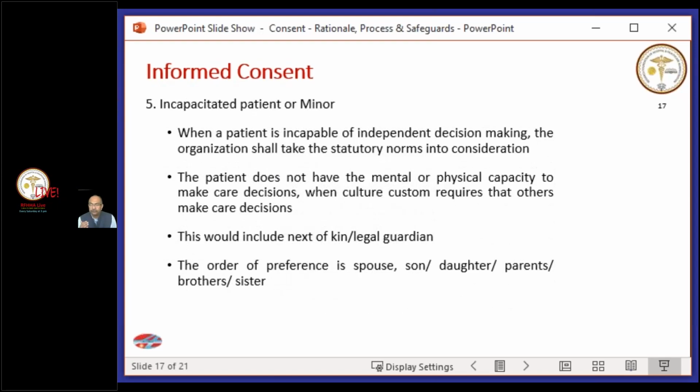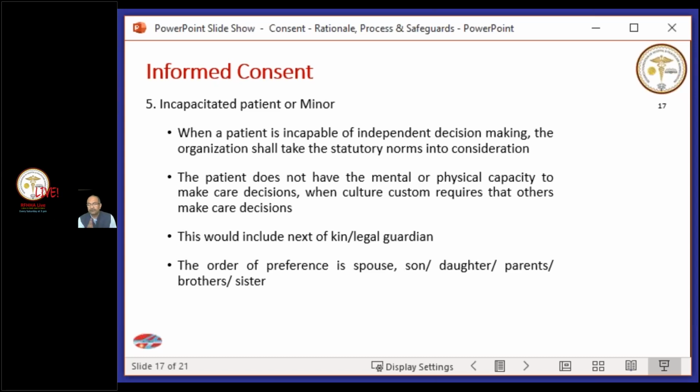Now, what happens when the patient is incapacitated or a minor? In such a situation, when the patient is not capable of independent decision making, the organization shall take the statutory norms into consideration. The patient does not have mental or physical capacity to make care decisions, or cultural customs require that others make care decisions.